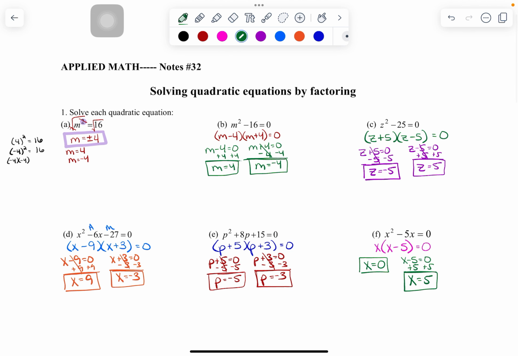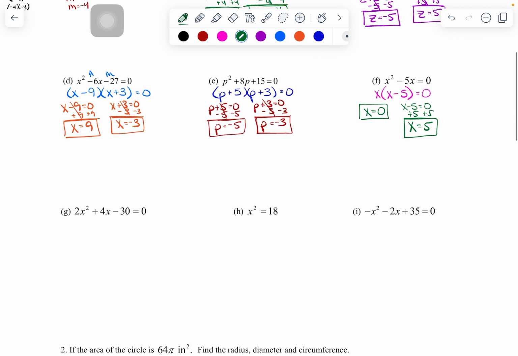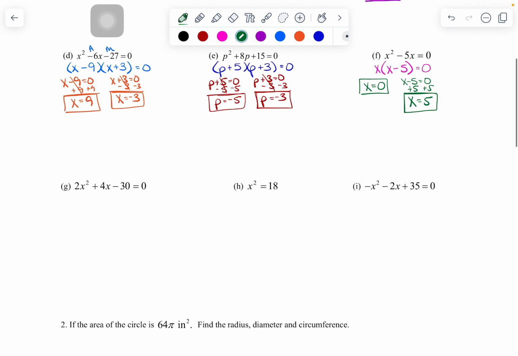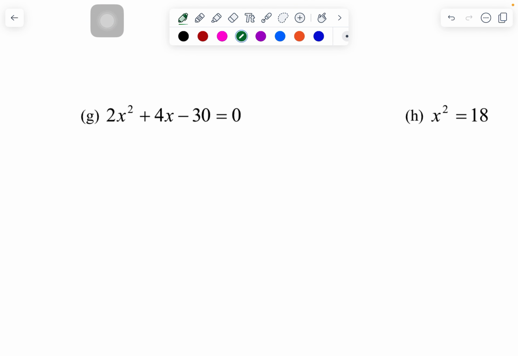All right, this is going to be the second video for Notes 32, dealing with solving quadratic equations by factoring. So in the first video, I got through parts A through F. Let's talk about G, H, and I.